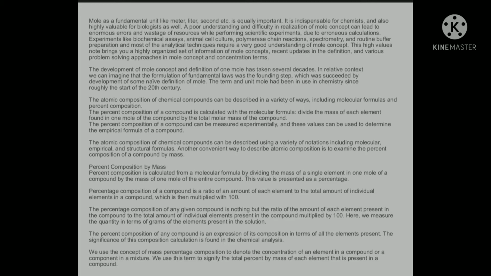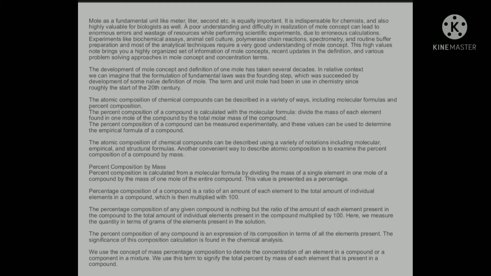The atomic composition of a chemical compound can be described using a variety of notations, including molecular, empirical, and structural formulas. Another convenient way to describe atomic composition is to examine the percent composition of a compound by mass. Percent composition is calculated from a molecular formula by dividing the mass of a single element in one mole of a compound by the mass of one mole of the entire compound. This value is presented as a percentage. Percentage composition of a compound is a ratio of the amount of each element to the total amount of the compound, which is then multiplied by 100.